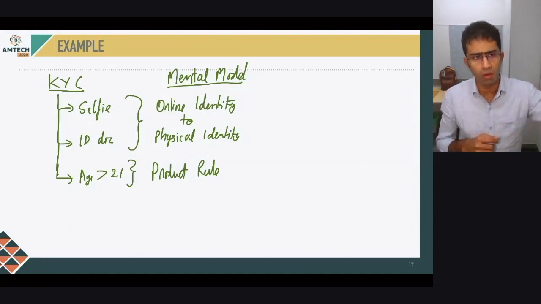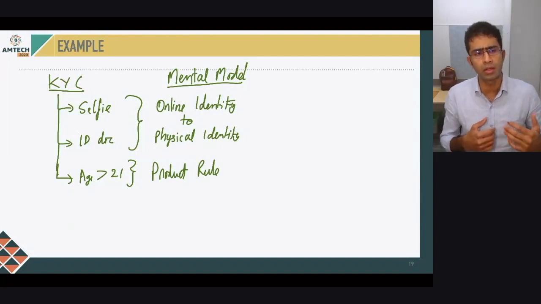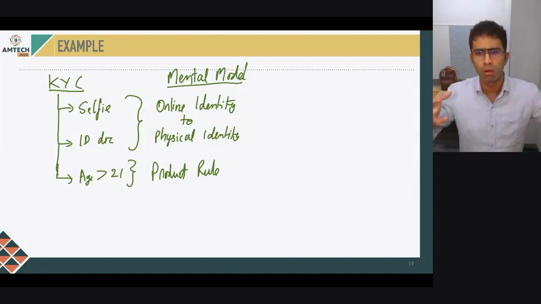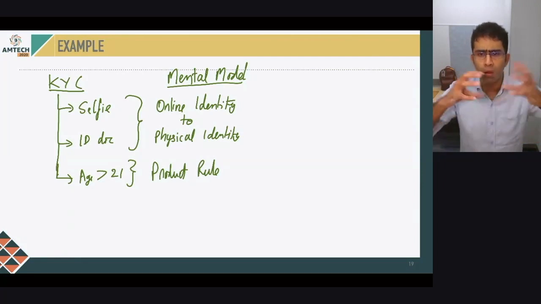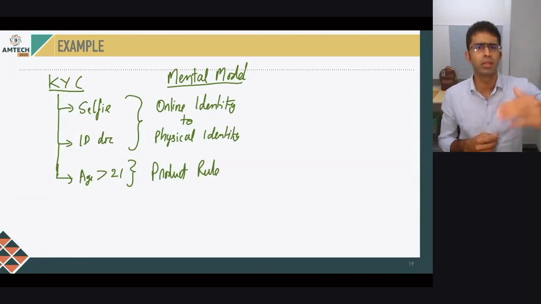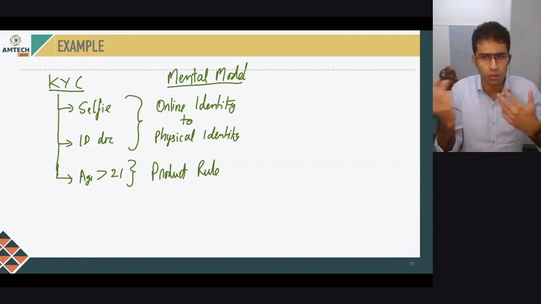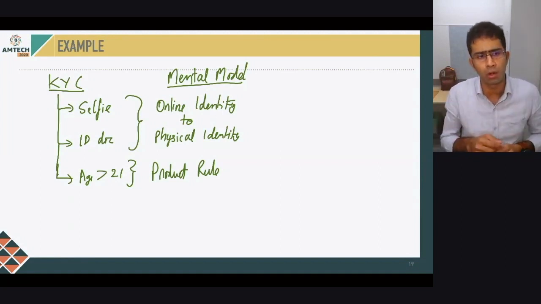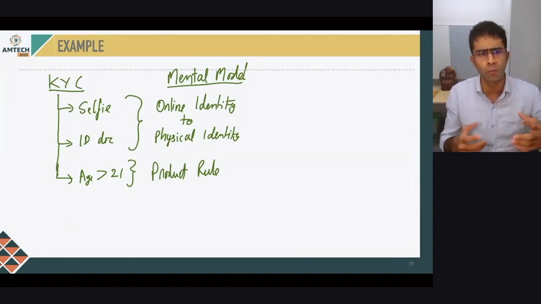In this case of KYC, a good mental model is this: you had a customer who was an online customer on your e-commerce platform, and you had a real world user. So the reason you're collecting a selfie and ID doc is to map the online customer to a real world customer, or map the online identity to a real world identity. So that comes in as a mental model, and we'll see why this is useful. But that is a possible mental model. Similarly, age has nothing to do with making this connection from online to physical. So age, let's just put it as a product rule for now.